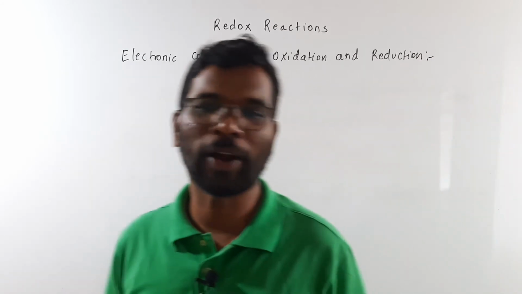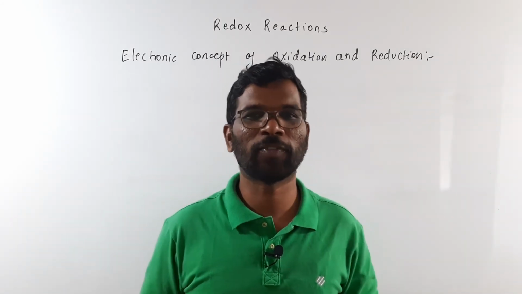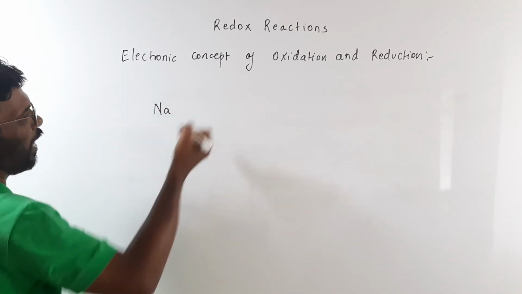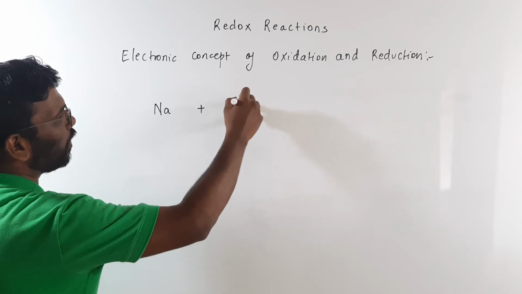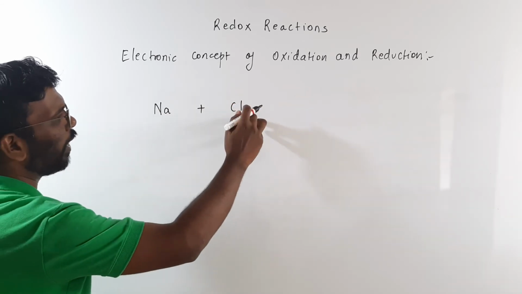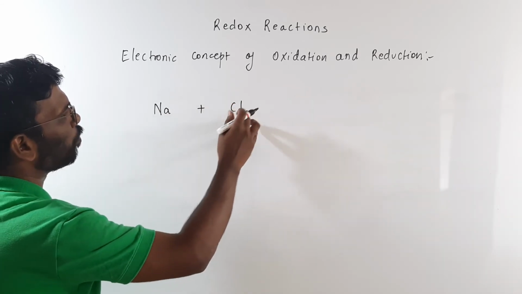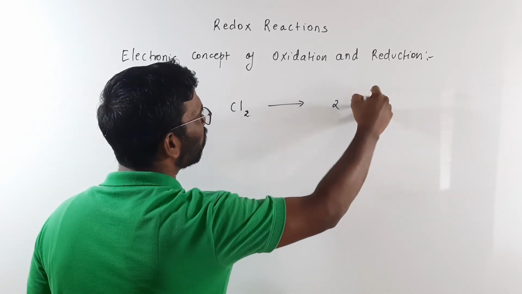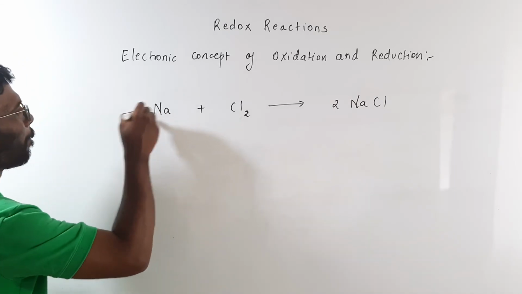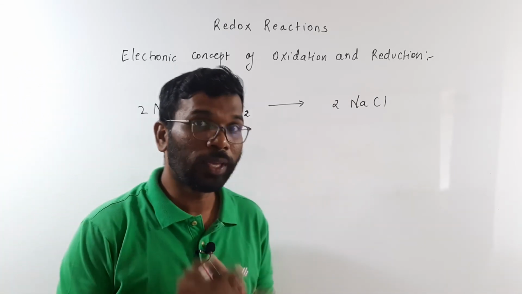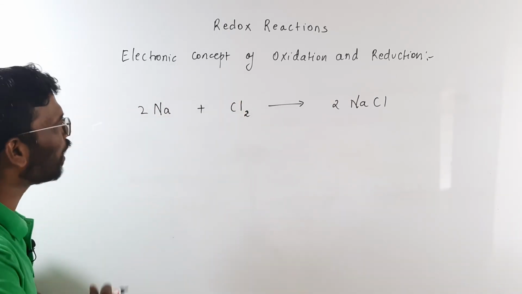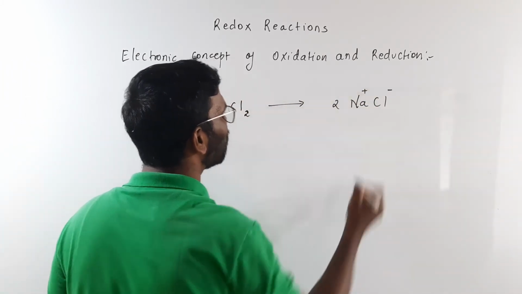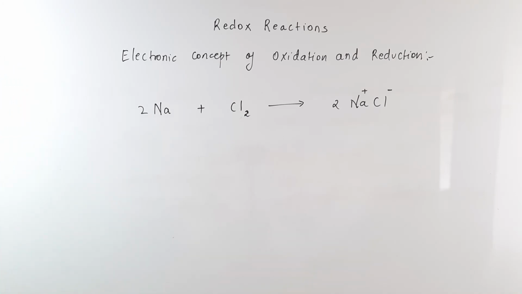Let's understand a redox reaction by the reaction of sodium with chlorine. Sodium exists as Na, and chlorine exists as Cl2, right? It will not exist in atomic form. So what you get is 2 moles of NaCl. Now in this process, sodium has a +1 charge and chlorine has a -1 charge.